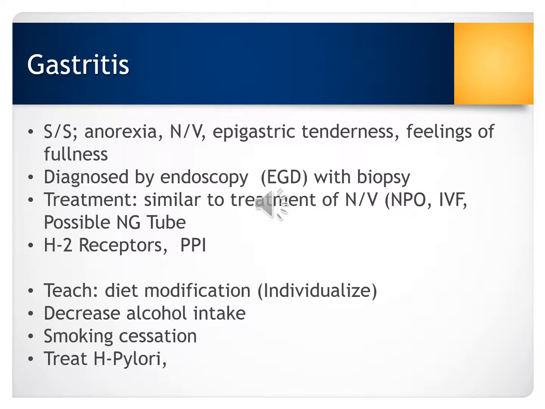Treatment for chronic gastritis typically focuses on evaluating and limiting the specific cause. So if it's alcohol and smoking related, patients would be instructed to discontinue those activities. So teaching for patients with both acute and chronic gastritis most often focuses on diet modification, decreasing alcohol intake, smoking cessation, if they have H. pylori, treating the H. pylori, and typically the patient will need to be on a proton pump inhibitor.